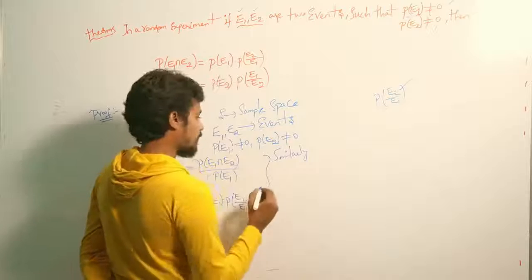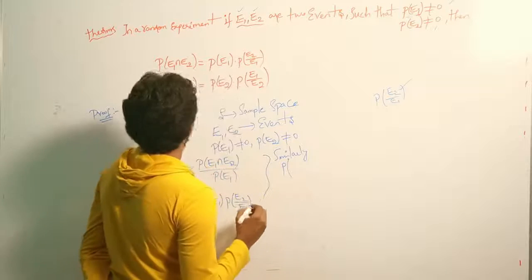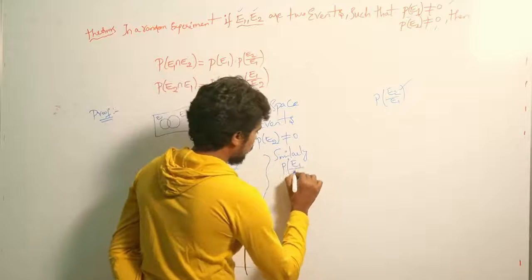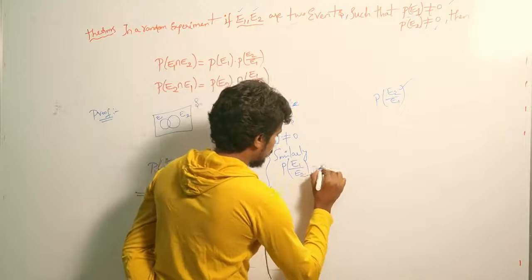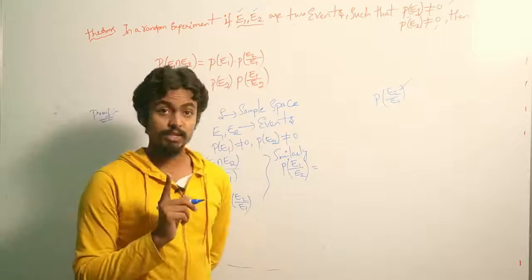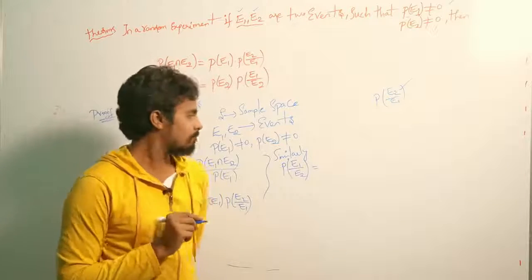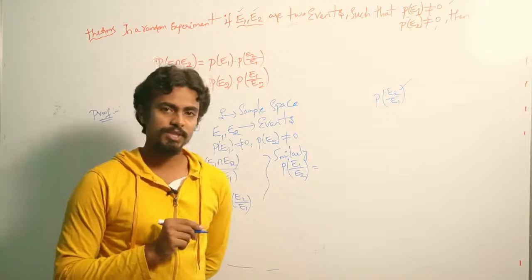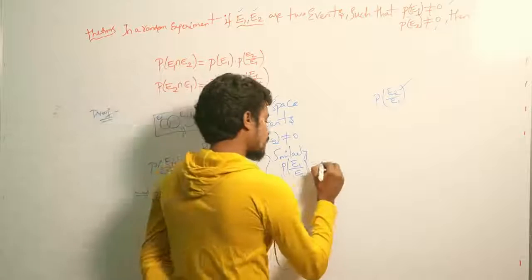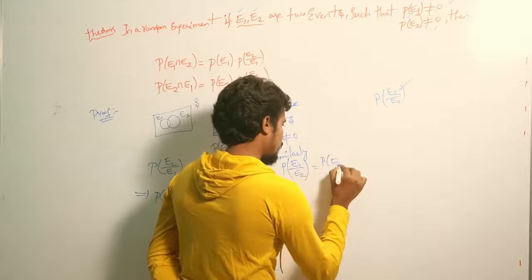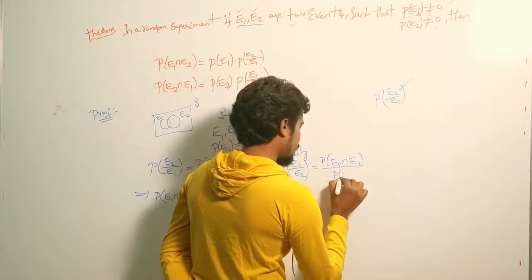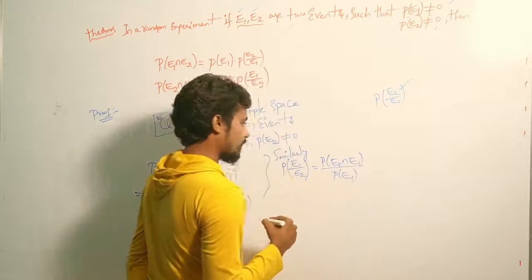if you want to solve P of E1 divided by E2, this is also an independent event, where one event does not affect the other. How can you write it? By using conditional probability, that will be P of E2 intersection E1 divided by P of E1.